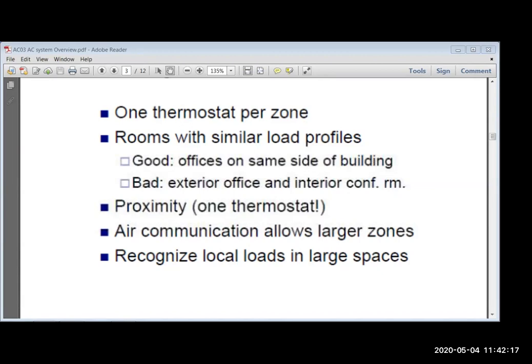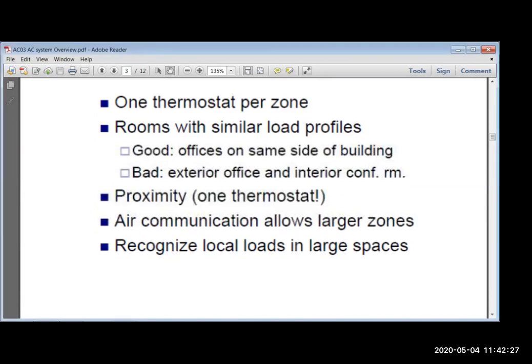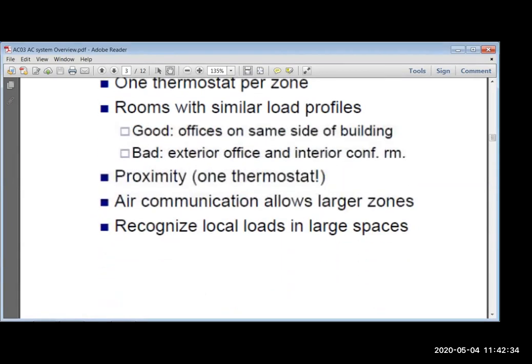Now, let's go to the topic. Proximity: one thermostat, and it should be near. The thermostat should be installed near the nearest place which is to be cooled and heated. So air communication allows larger zones. Larger zoning is possible on the basis of air: how easily air can be communicated, how ductwork can be reached there.